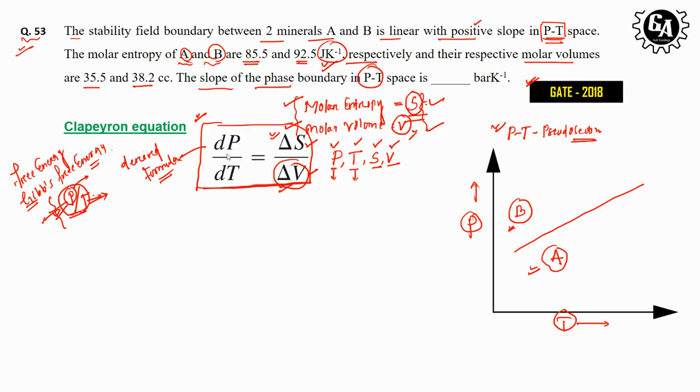If you want the full derivation of dP/dT equals del S by del V, related to your Gibbs free energy, how del G divided by del P changes when the temperature is constant, considering the change in molar volume, just comment below. I will provide one video for that also.